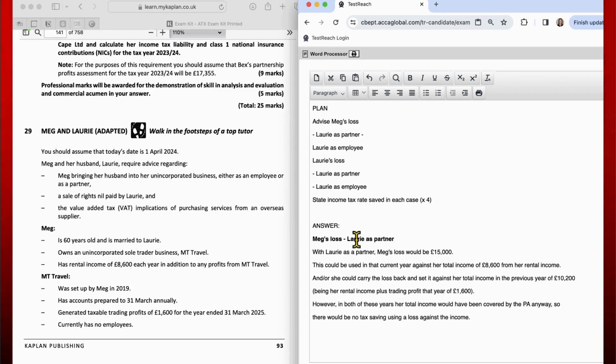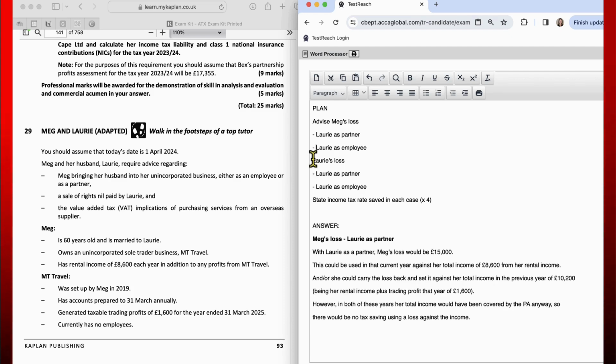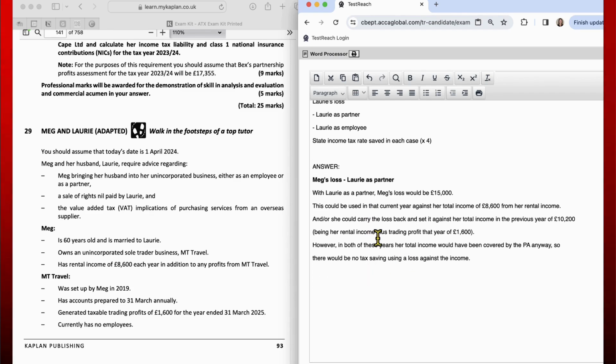So I tackled Meg's loss with Laurie as a partner first of all. Now I realised when I was starting to do my answer that I should really just be doing this in the word processing answer space, because I'm not really being asked to calculate anything. Yes, there's probably going to be some numbers in my answer, but I don't really need to use the spreadsheet answer space. So I moved across to using the word processing answer space, just to show you that.